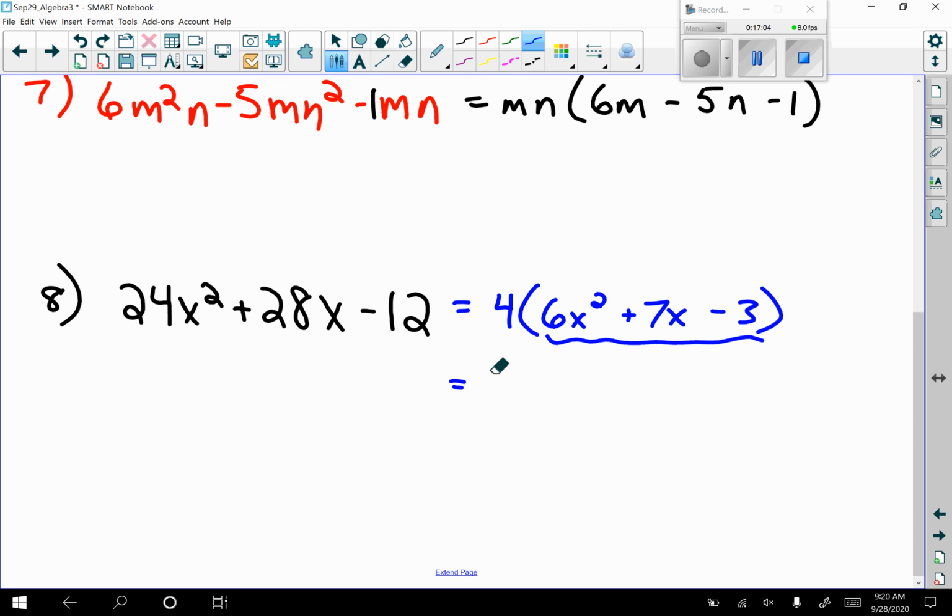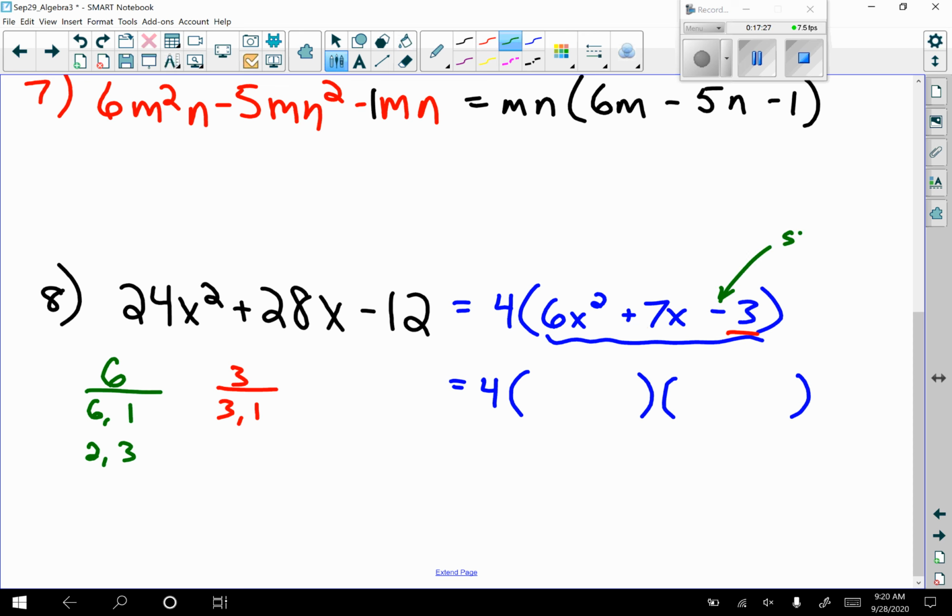Now I want to try to factor this trinomial. So I still bring the 4 down. I'm going to make 2 sets of parentheses. And again, we're just going to try. What we can do off to the side here is write out factors of 6, which are 6 and 1, 2 and 3. And then we have factors of 3, which are just 3 and 1. We need a combination so that we get a 7 in the middle. Now, because this last sign is a minus, our signs are going to be different.